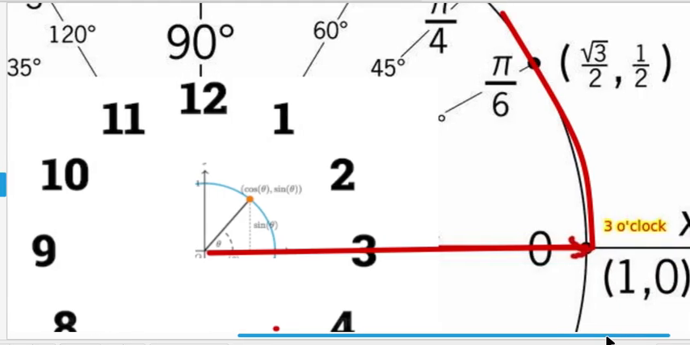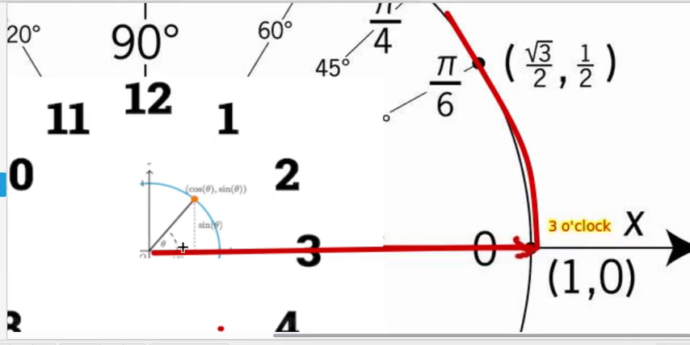1. 3 o'clock, 0 degrees or 0 radians. At 3 o'clock, the clock hand points directly to the right. This is 0 degrees or 0 radians. The coordinates are 1, 0, where 1 is the cosine, horizontal distance, and 0 is the sine, vertical distance.